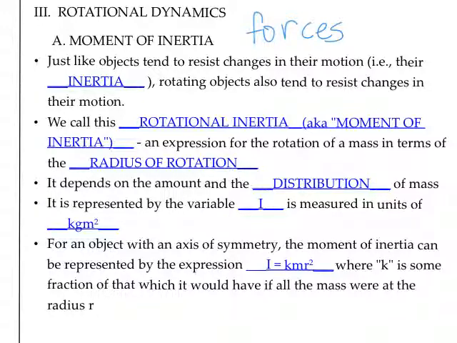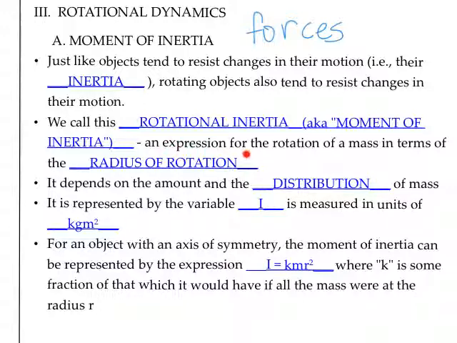The first thing we need to do before we revisit Newton's laws is to define a couple of new terms. The first of those will be moment of inertia. So just like objects tend to resist a change in their motion, or inertia, rotating objects also tend to resist a change in their motion. And we call this rotational inertia. It's also called moment of inertia.